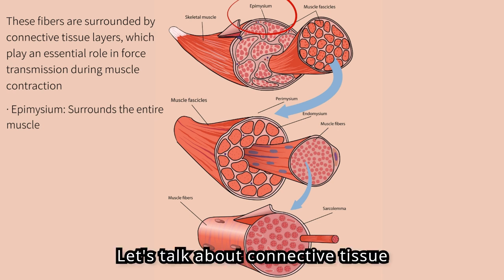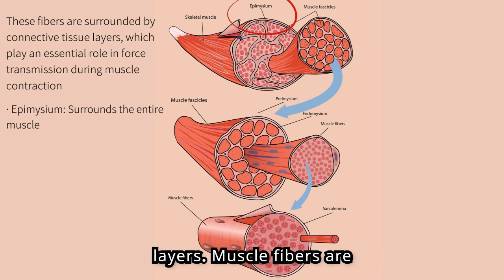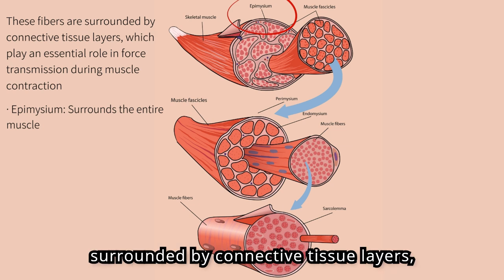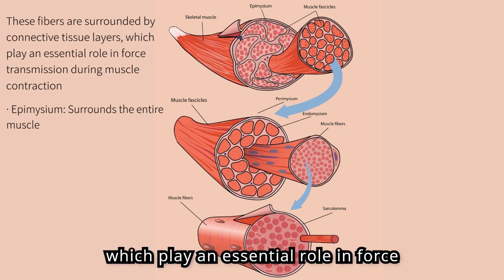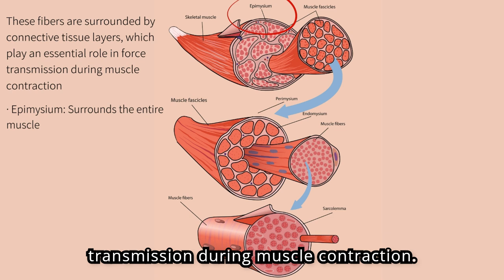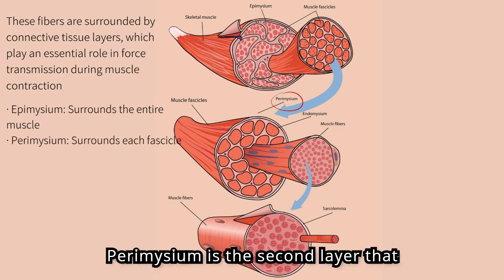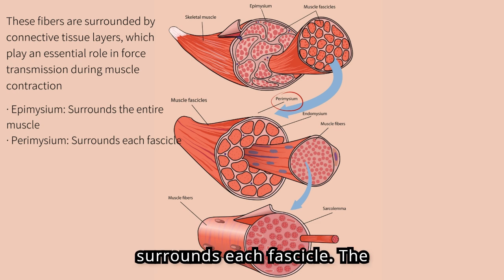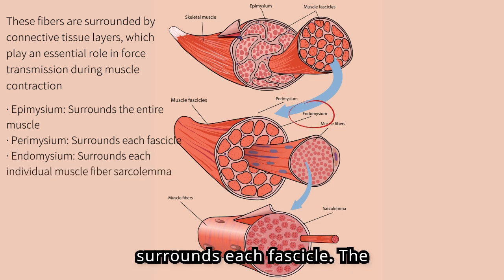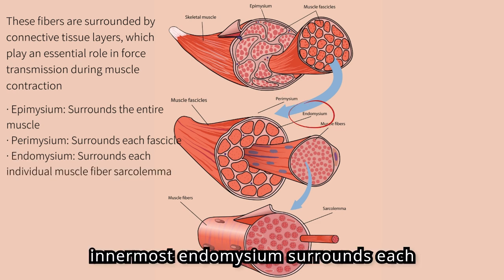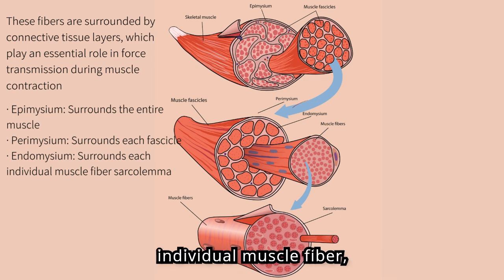Let's talk about connective tissue layers. Muscle fibers are surrounded by connective tissue layers, which play an essential role in force transmission during muscle contraction. The outermost layer is epimysium that surrounds the entire muscle. Perimysium is the second layer that surrounds each fascicle. The innermost endomysium surrounds each individual muscle fiber, or muscle fiber sarcolemma.